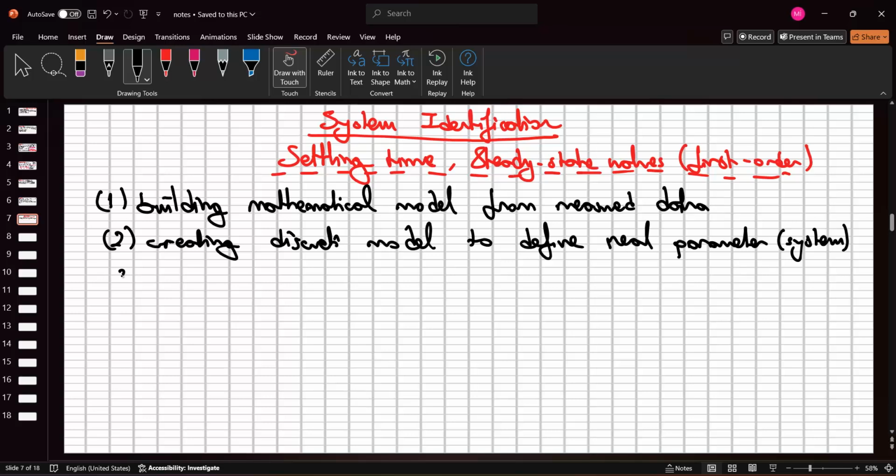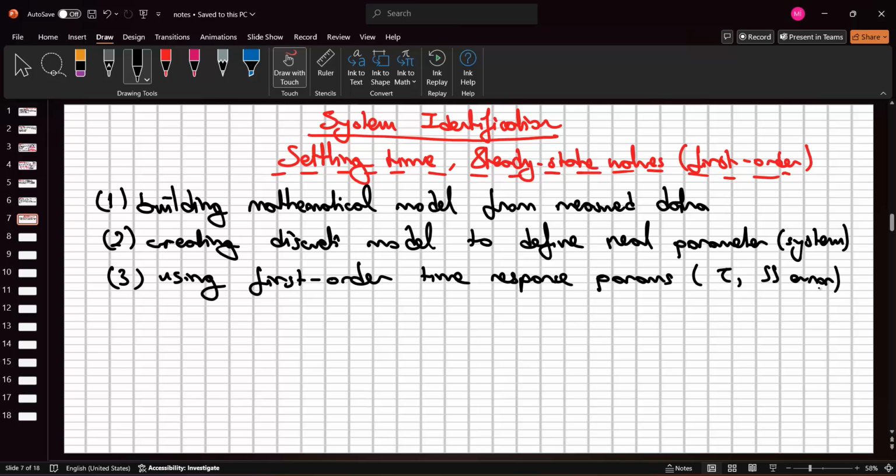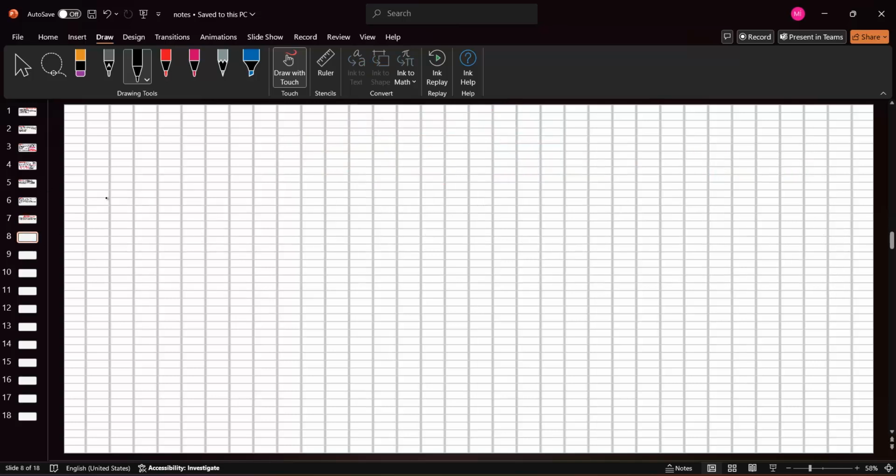Okay, and so after that, using the first order dynamics or the time response parameters, for example the tau or steady state error, to model the system. So in the first place we should write the system model again. We need to convert the whole dynamics into the coefficients, just like this one.